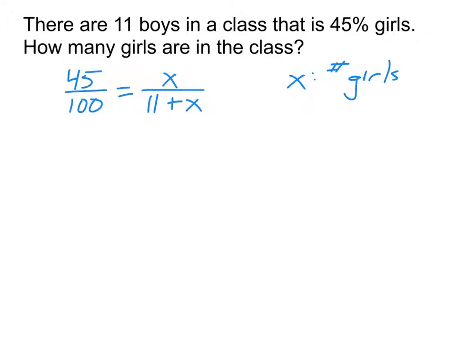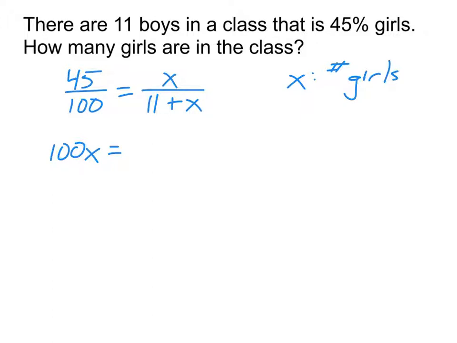All right, now that we've gotten to this point, we can go ahead and actually solve from here. So that means cross multiply. Well, the 100 times x, 100x. That part's easy, right? Yeah, 100x. Remember, that is equal to 45 times the quantity 11 plus x. Now we cross multiply this way.